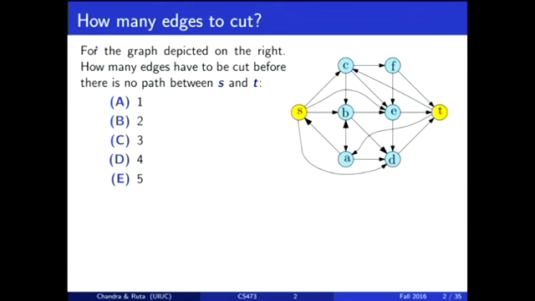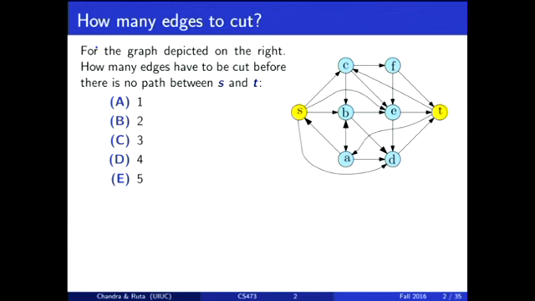So here is another problem. I give you this graph and ask, how many edge disjoint paths are there from S to T? That is, can I find 3 edge disjoint paths from S to T, or 2 edge disjoint paths from S to T? So let's look at that.